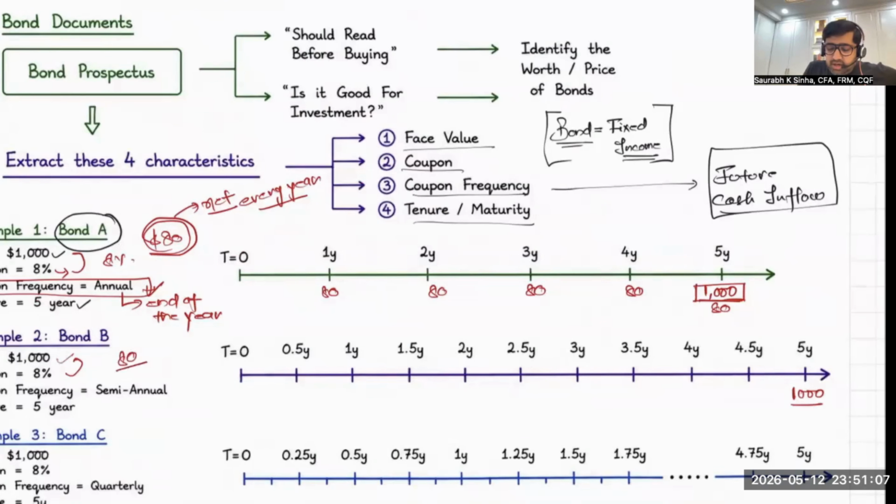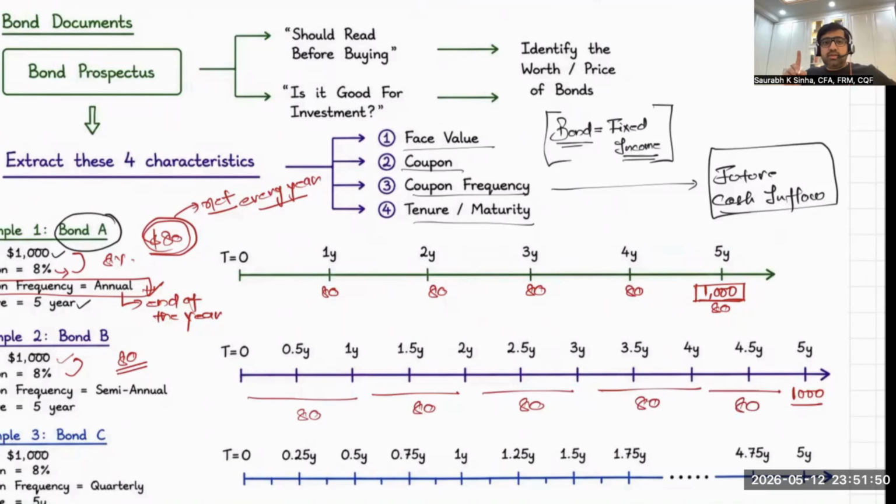What does this mean? You will receive 80. What? No, don't jump. We are not talking about the frequency. Just talk about this 80 and coupon. Coupon percentage tells you that you're going to receive 80 net every year. That's it. Net every year, you will receive 80. When? That is the information we'll get from frequency.